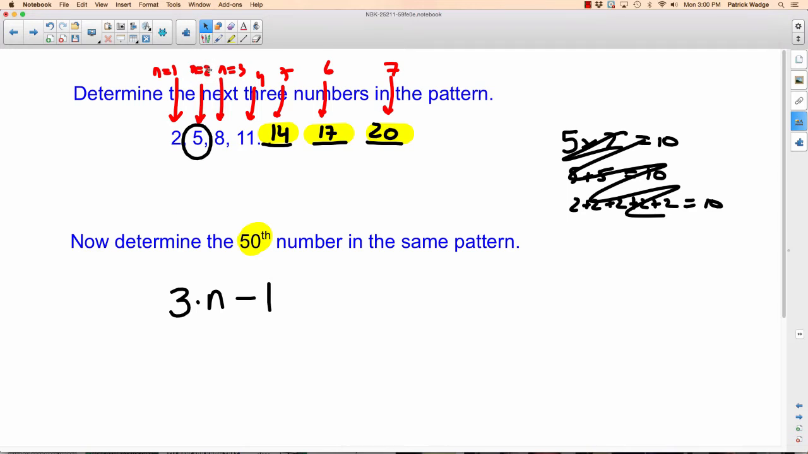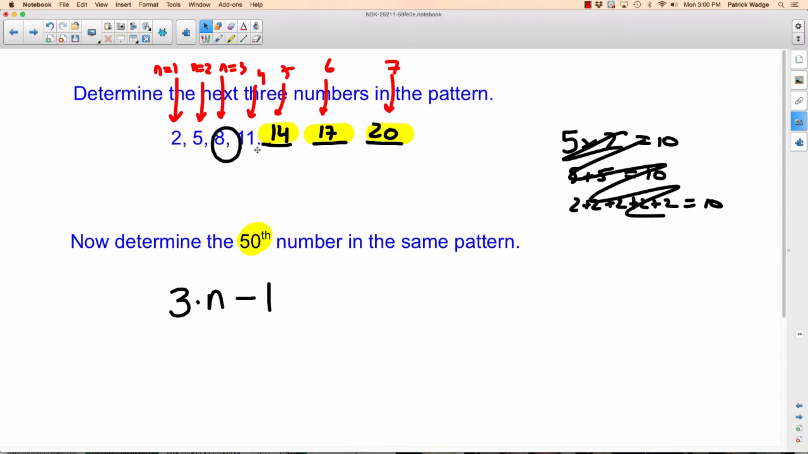So if we put this 2 right here into the n, you'd have 3 times 2, which is 6. Take away 1 is 5. Hey, it worked. Let's make sure a few more of them work. What if we did this one? This is the third term. So if we put 3 in there, 3 times 3 is 9. Take away 1 is 8.